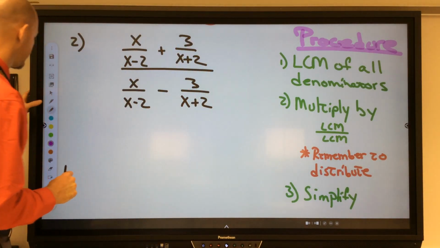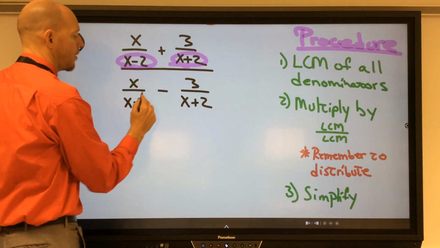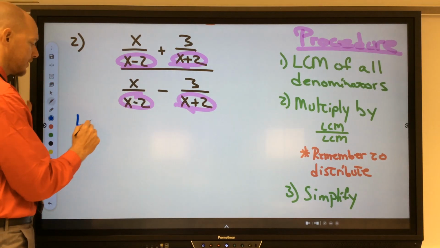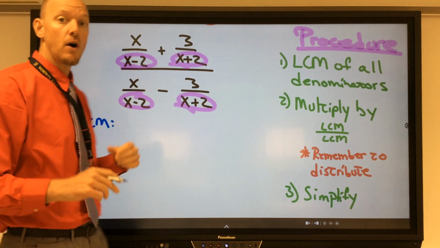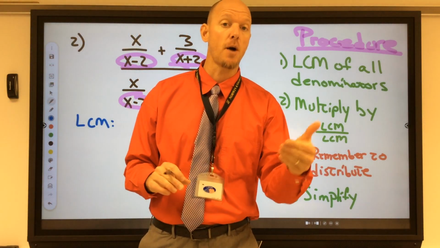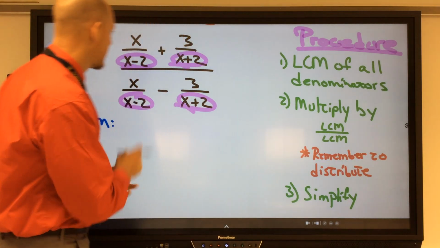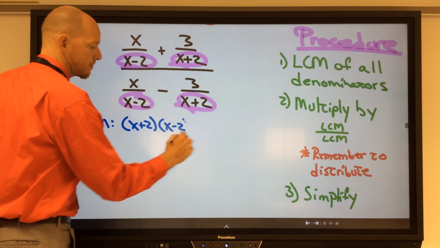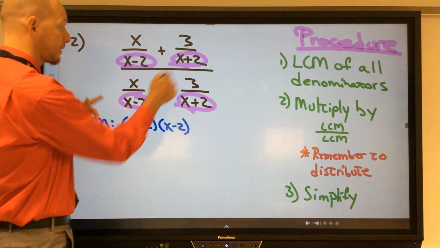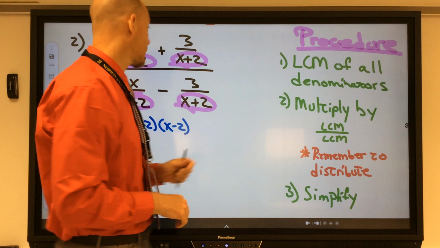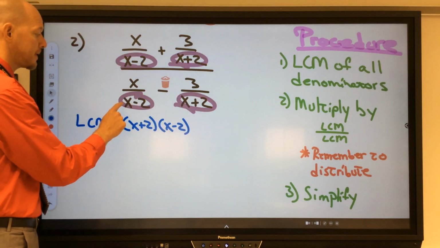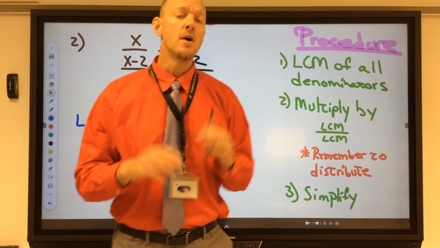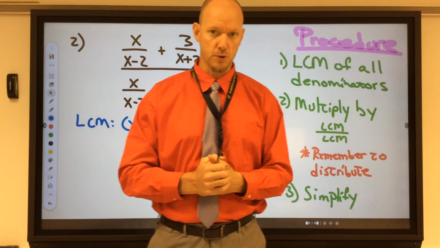So, to start, I'm looking at all the denominators, and what I see in this case is really nice: the LCM is easily identified because each denominator is already factored. I see that I have an x plus 2 and an x minus 2. Those are all the factors that I see here. That's good for us because we don't have a whole bunch of different factors to work with.